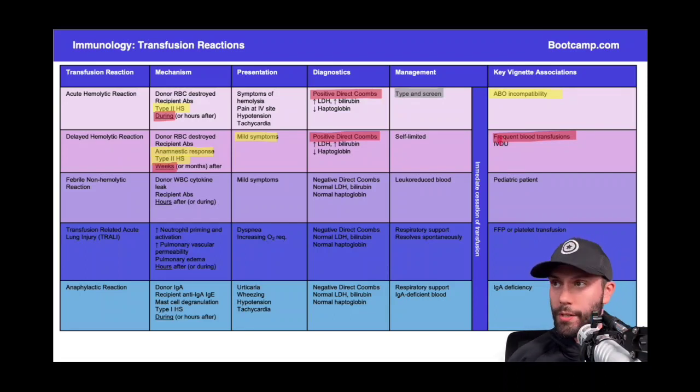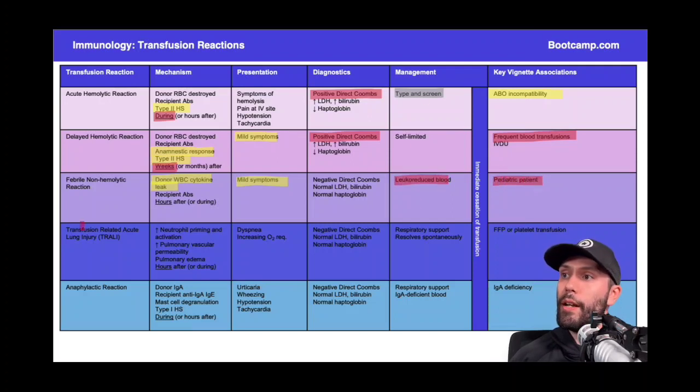Okay, febrile non-hemolytic reaction, right? Classic mechanism is this donor white blood cell cytokine leak, usually hours after the transfusion. Symptoms tend to be mild overall. The classic thing in this patient, like we talked about, very classic to present in a pediatric patient, and in future occurrences, you want to make sure you use the leukoreduced blood products.